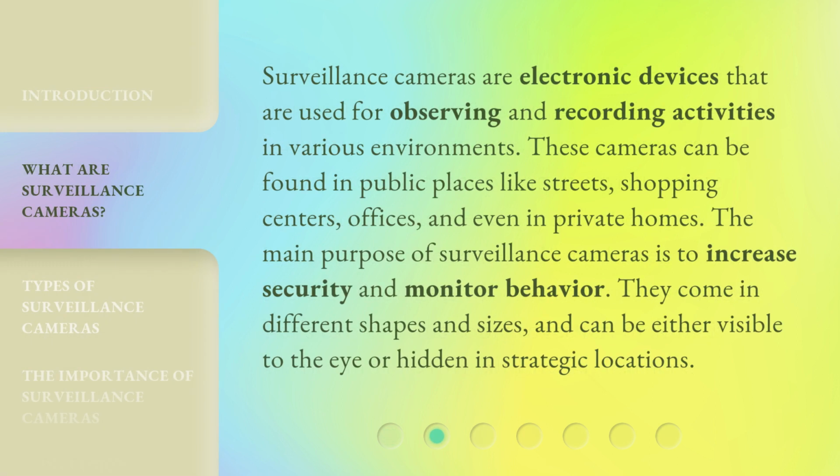Surveillance cameras are electronic devices that are used for observing and recording activities in various environments. These cameras can be found in public places like streets, shopping centers, offices, and even in private homes. The main purpose of surveillance cameras is to increase security and monitor behavior. They come in different shapes and sizes, and can be either visible to the eye or hidden in strategic locations.